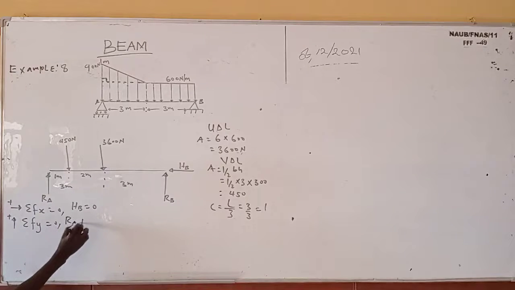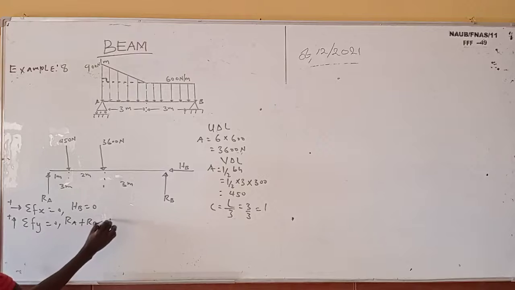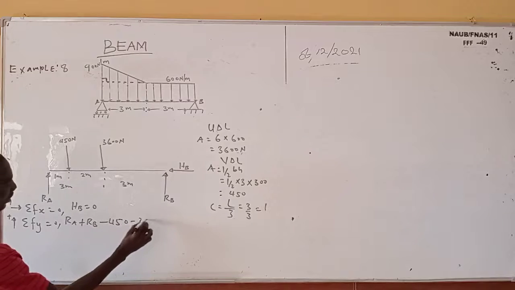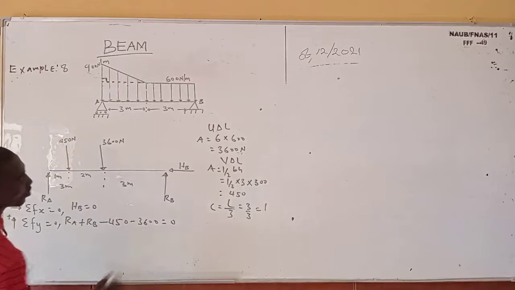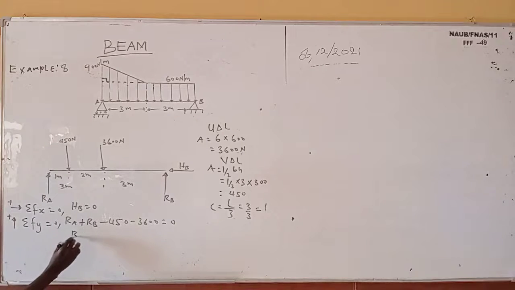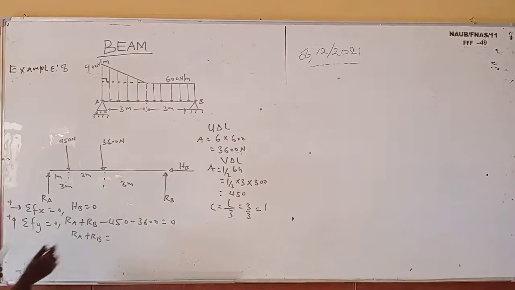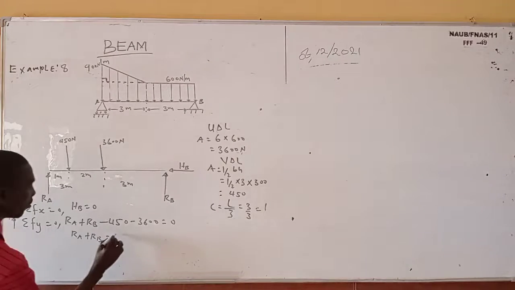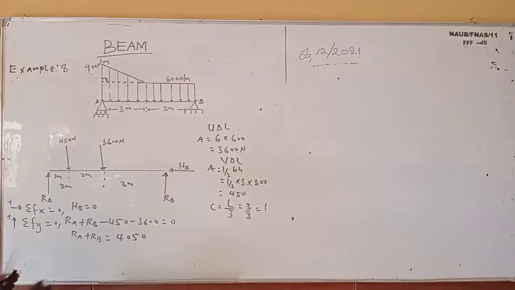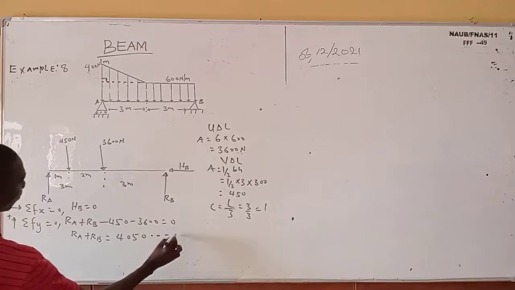So ROA plus ROB minus 450 minus 3,600 equals 0. So ROA plus ROB will be equal to, if you add this and this, add 450 to this, you are going to have 4,050. So 4,050. So that is equation number 1.